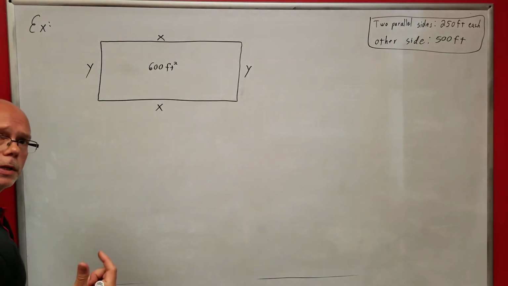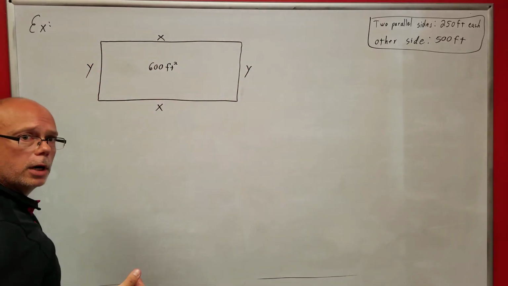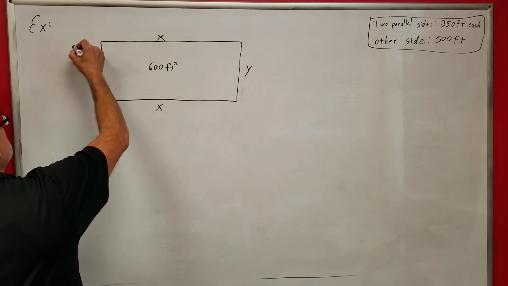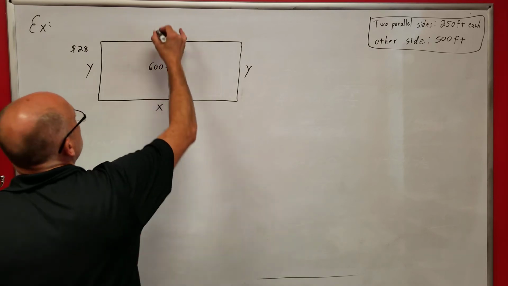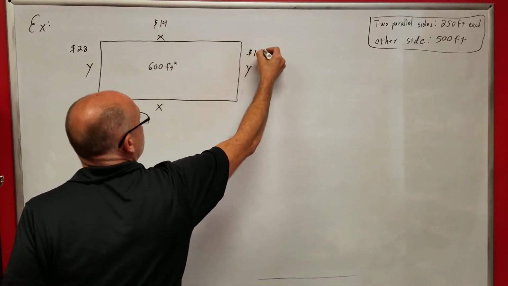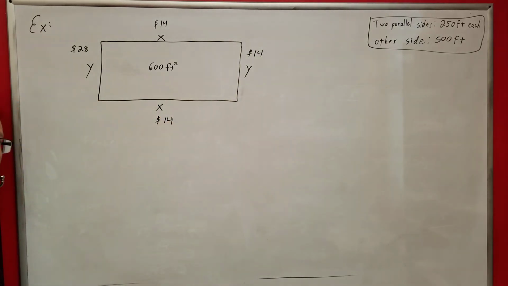So the more expensive side, I'm going to make one of these shorter sides to save me money, right? It doesn't matter which one. So I'm going to say this is the $28 per running foot side. And all other three sides, we're going to use the $14 per foot material. So my figure looks something like this.